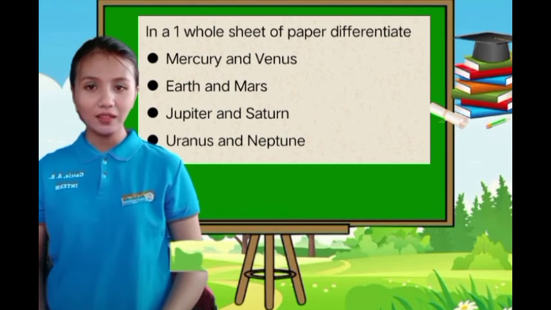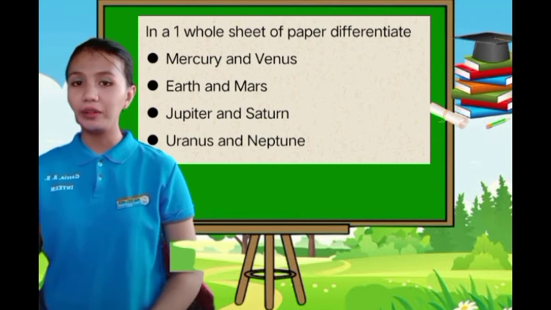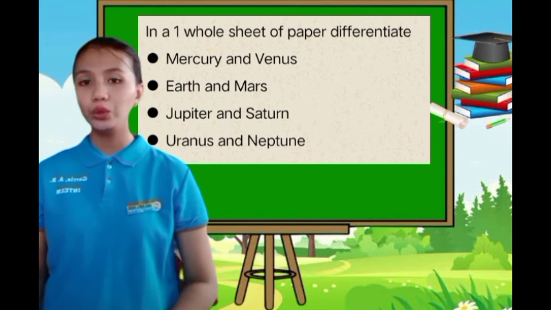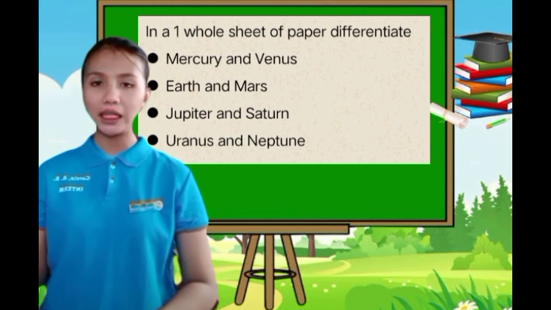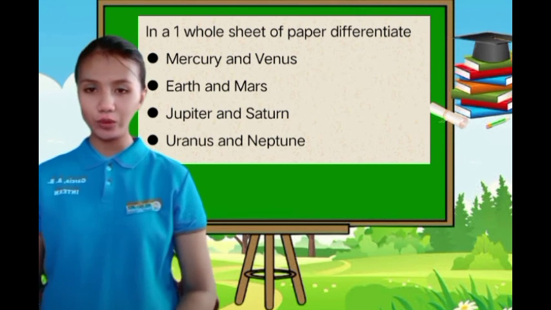So, for your assignment, on one whole sheet of paper, differentiate number 1, Mercury and Venus. Number 2, Earth and Mars. Number 3, Jupiter and Saturn. Number 4, Uranus and Neptune.